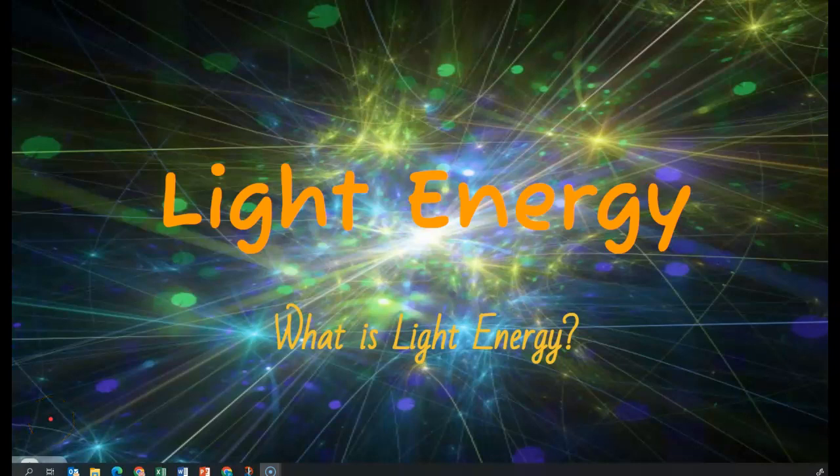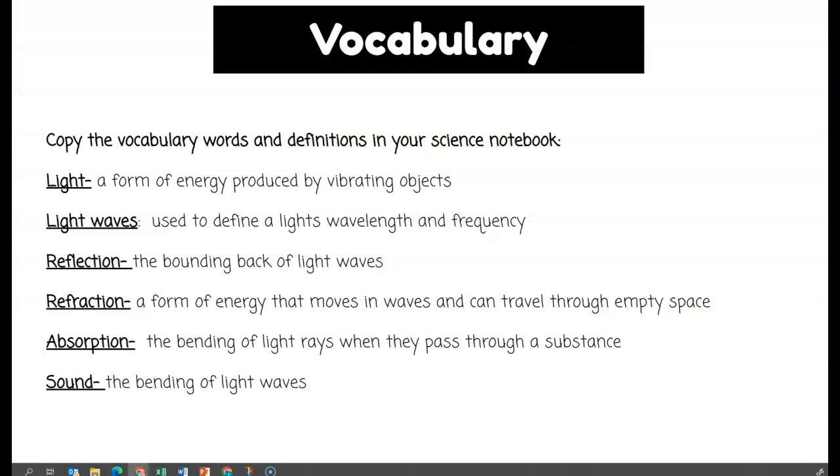So today we are going to be discussing light energy. What is light energy? We have some vocabulary words that you are going to be copying into your science notebook. The first vocabulary word is light. Light is a form of energy produced by vibrating objects. We'll go over these later.